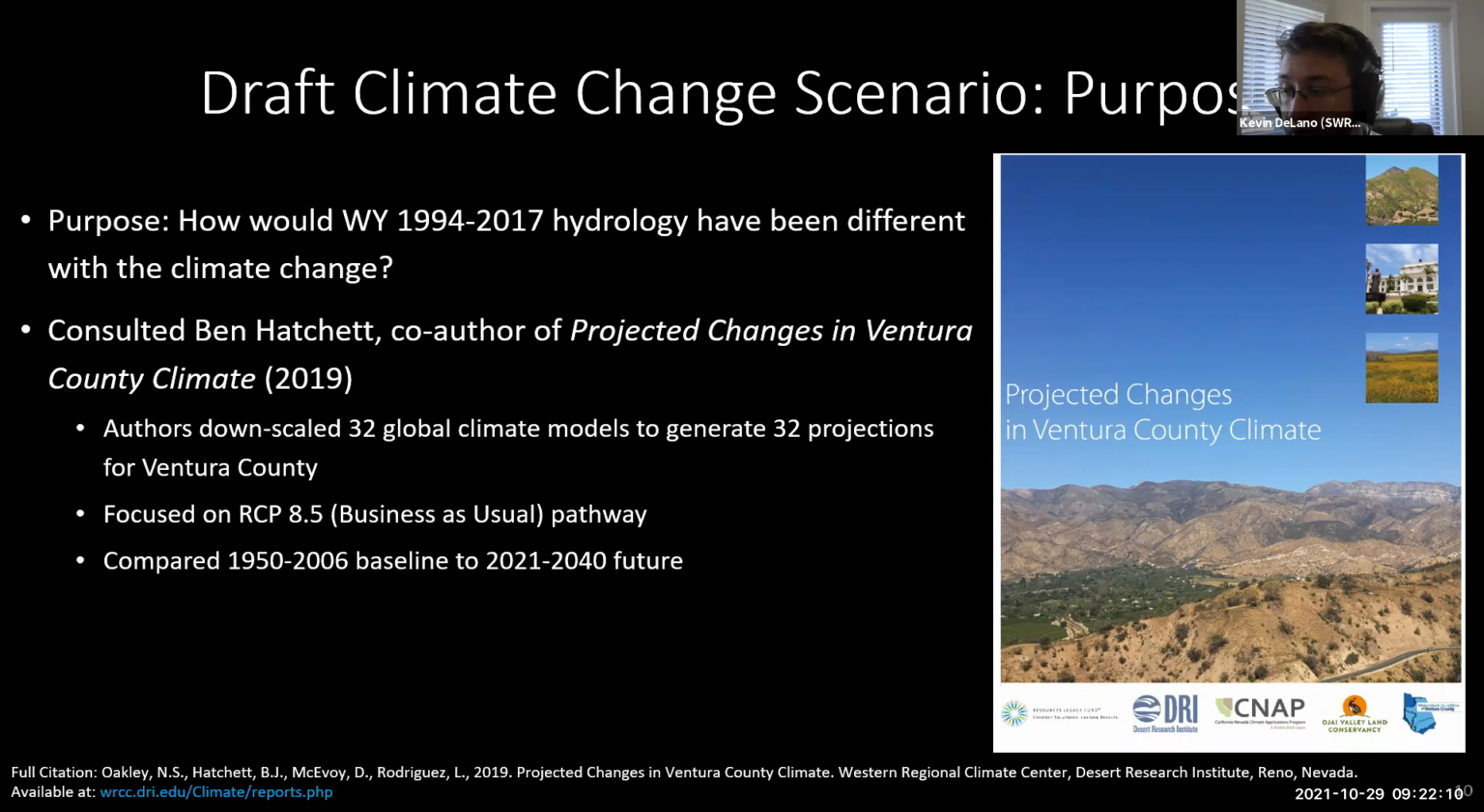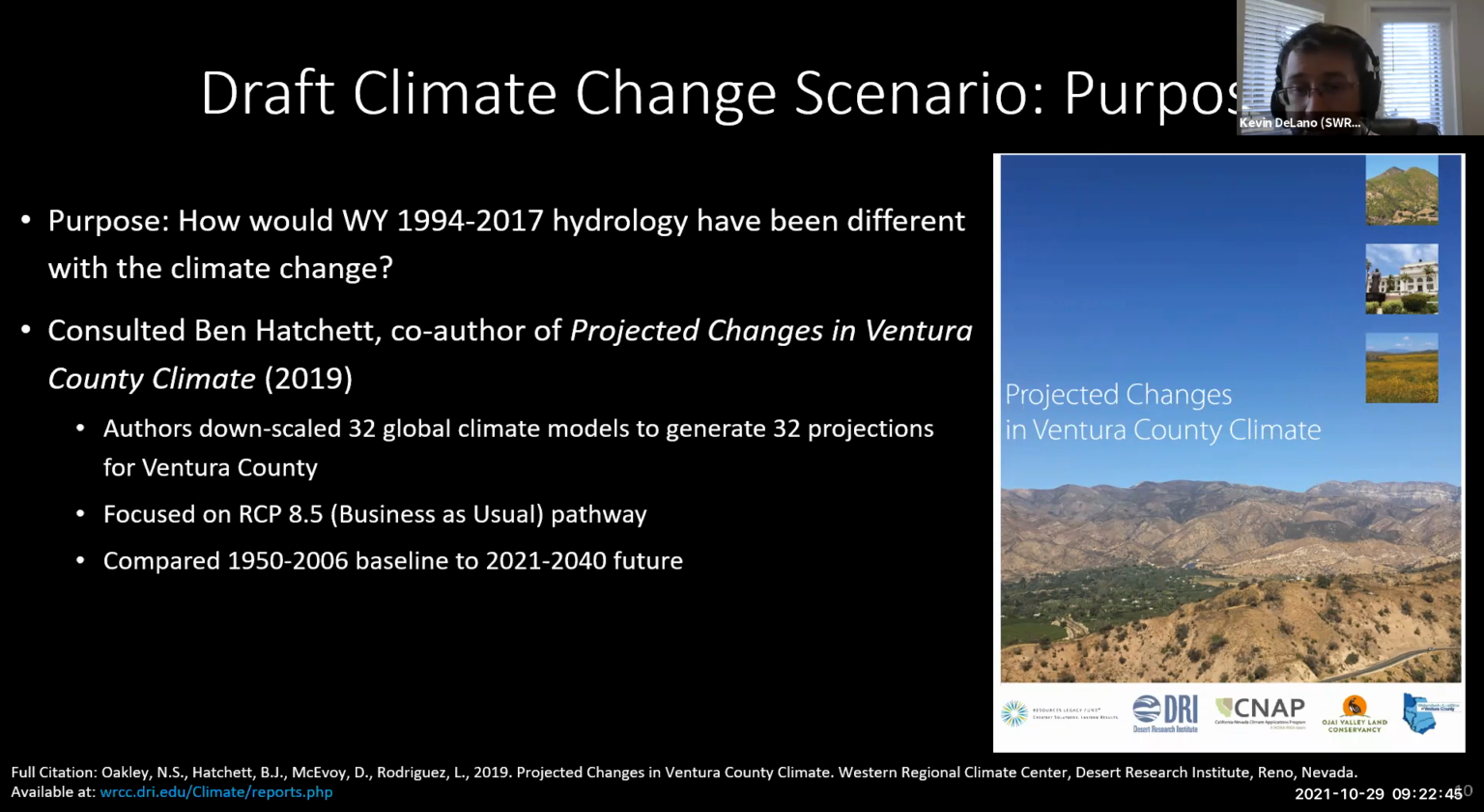To develop this scenario, we talked to Ben Hatchett, who's a co-author of the 2019 report, Projected Changes in Ventura County Climate. This was a really great resource that we could refer to, and this project was done by the Desert Research Institute in Reno, Nevada. The Ojai Valley Land Conservancy, the Watersheds Coalition of Ventura County, and the Ventura River Watershed Council all played roles in making this project happen.